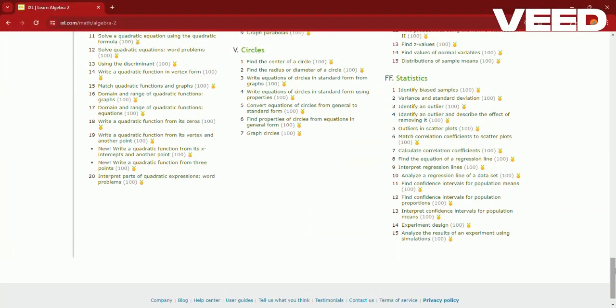Okay, previously we have done FF14, we're going to FF15. Analyze the results of an experiment using simulations.